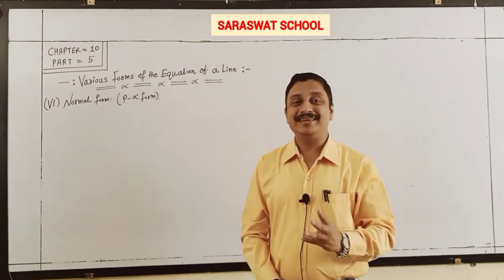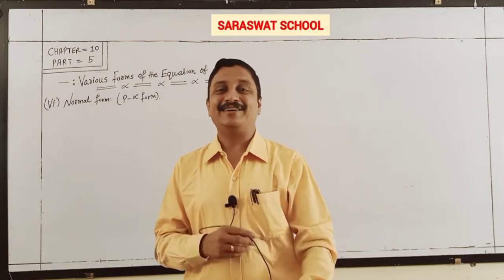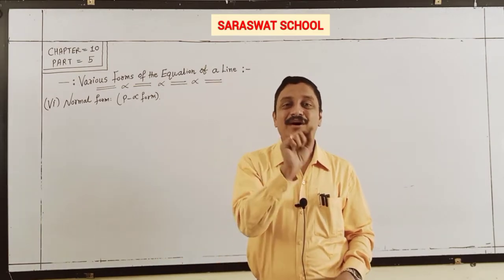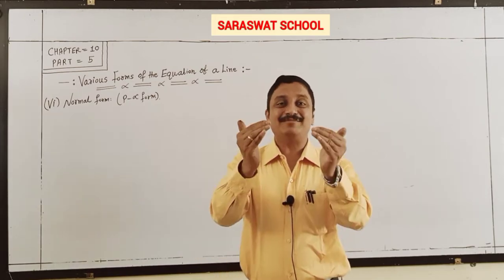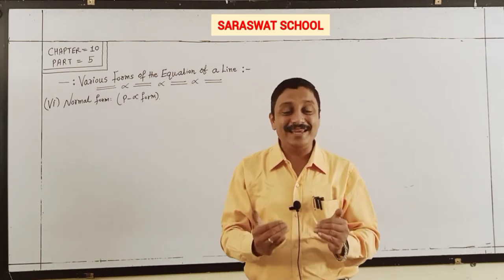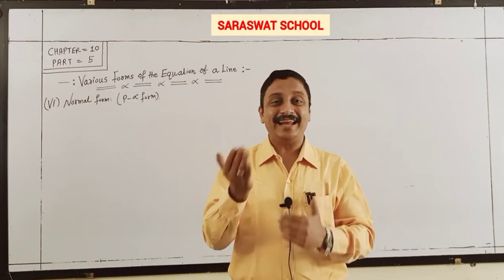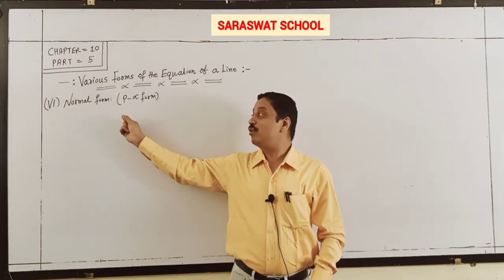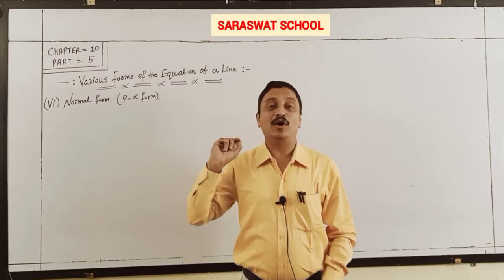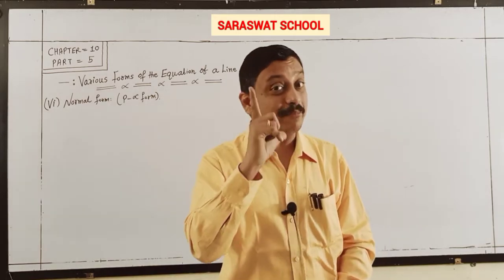Fifth, I explained the intercept form of the line, x by a plus y by b is equal to 1. And after that, students, today we are going to our sixth one, the normal form of the equation. It is a unique part, students.